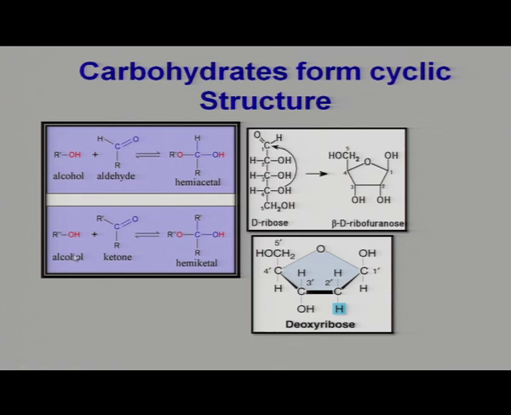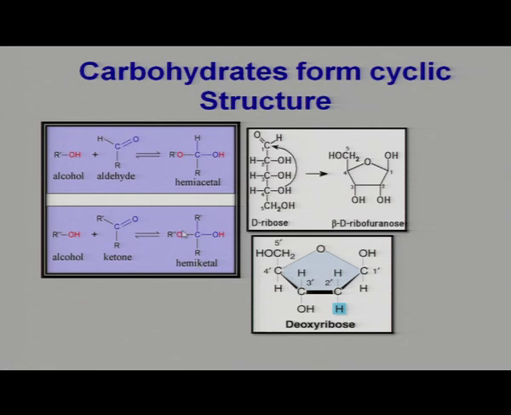The same reaction occurs with an alcohol and a ketone. The hydrogen of the alcohol will transfer to the oxygen and form OH, and the remaining part of the alcohol will combine with the carbon and complete its fourth valency and make the hemiketal.